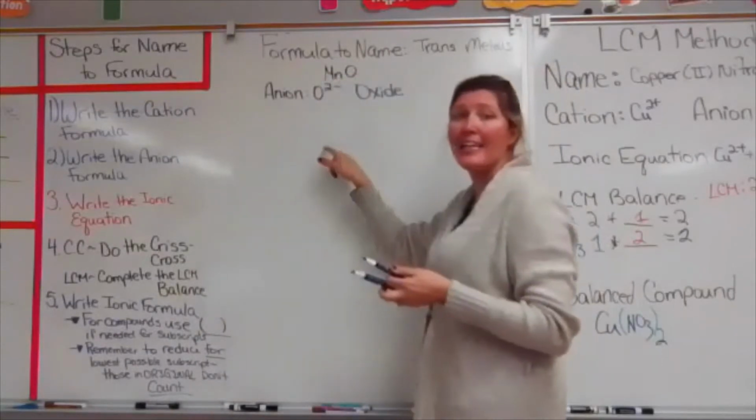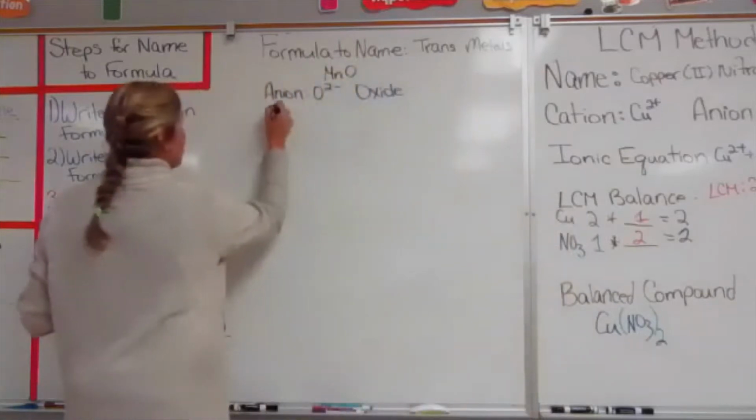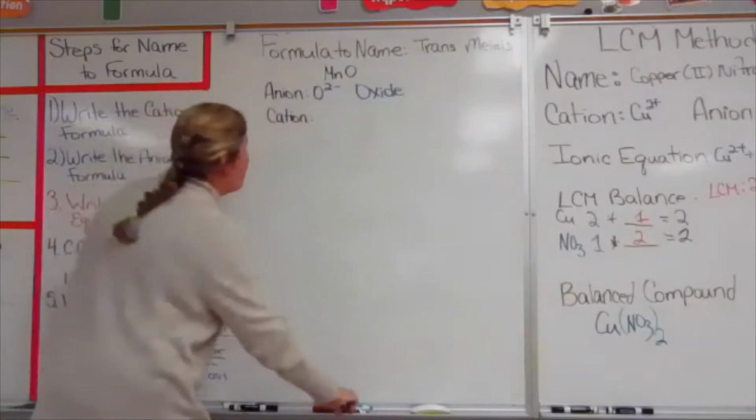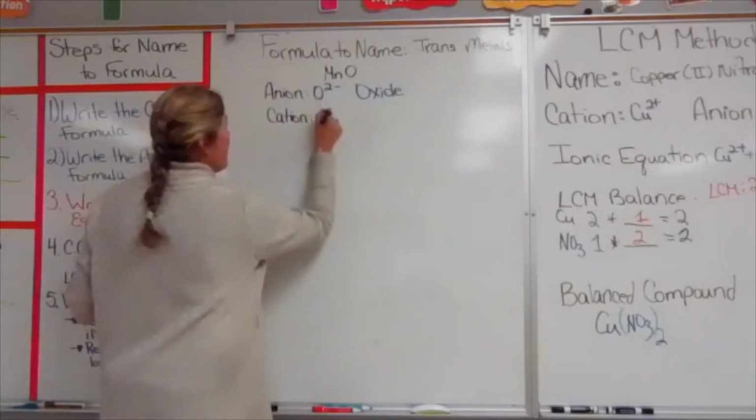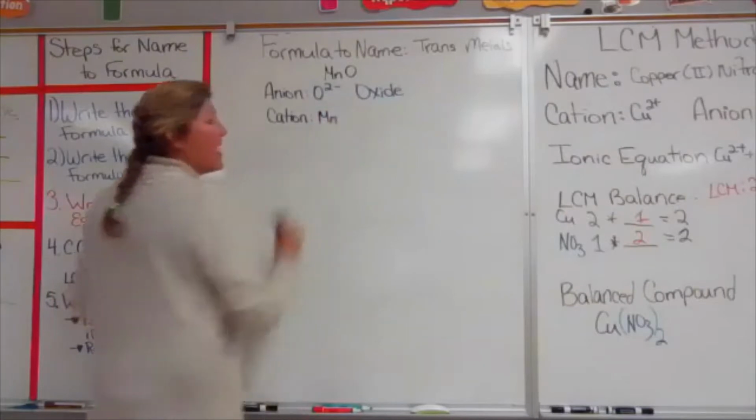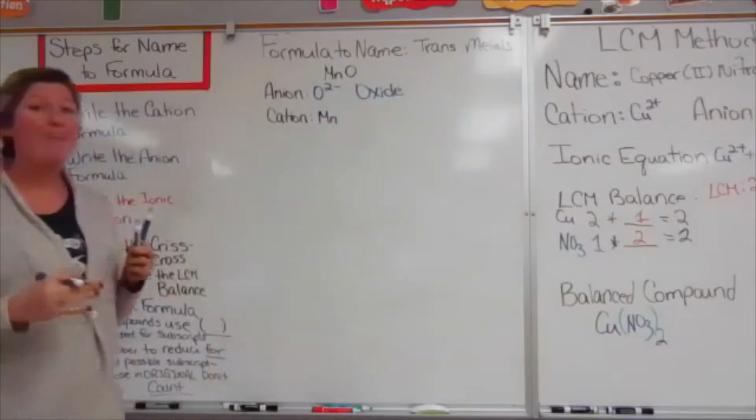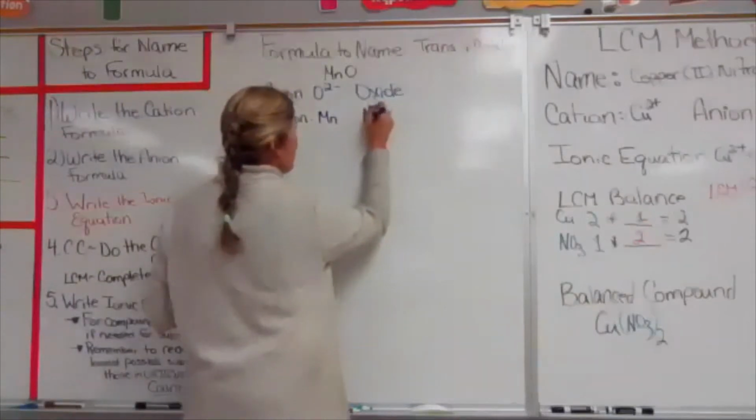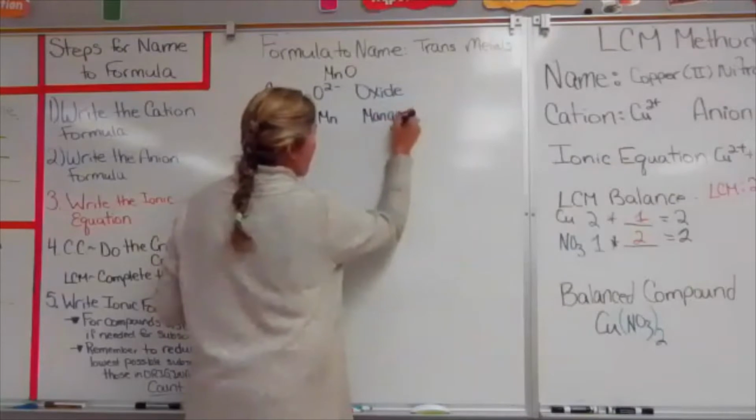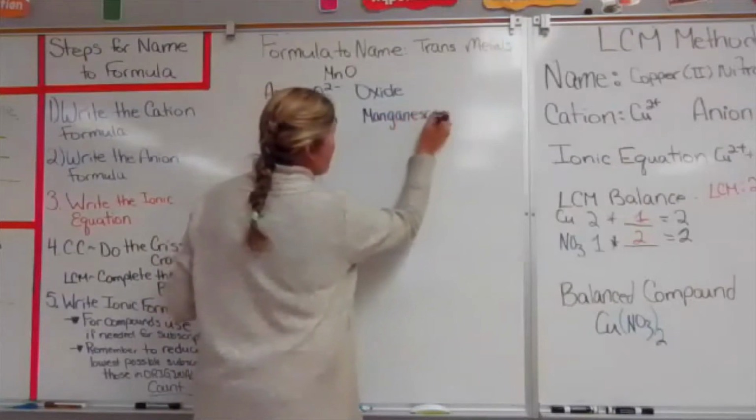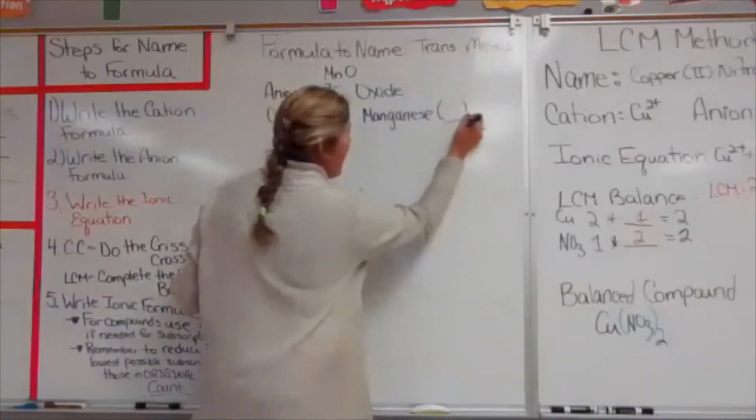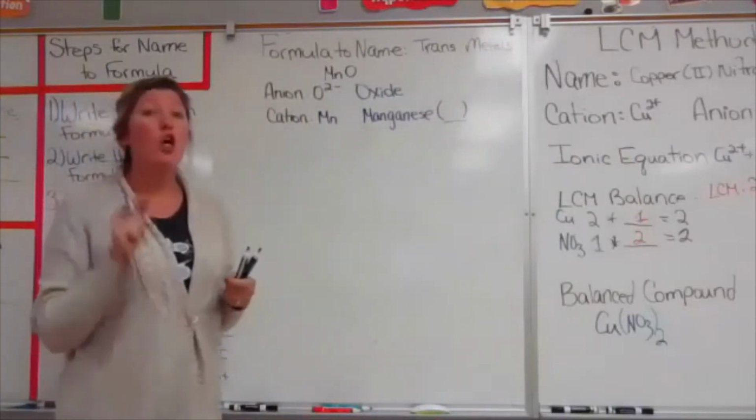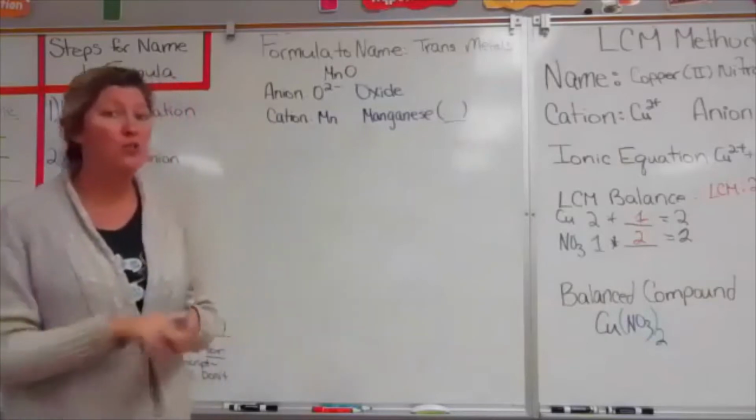We can go ahead and identify our cation. That's going to be Mn. We know it's going to be positive something, but we don't know the charge yet. We have to figure out the charge. But we can name this as manganese because Mn is manganese. We are just missing what's going to be inside those Roman numerals because for transition metals and column 14 elements, you have to give the charge in Roman numerals.